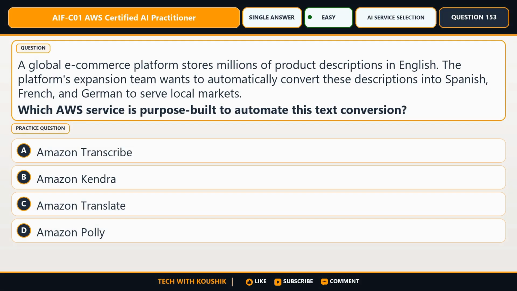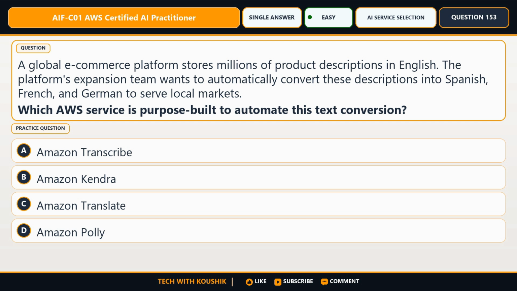Question number 153. Tests careful elimination. Identify the decisive constraint before considering the options. A global e-commerce platform stores millions of product descriptions in English. The platform's expansion team wants to automatically convert these descriptions into Spanish, French, and German to serve local markets. Which AWS service is purpose-built to automate this text conversion?